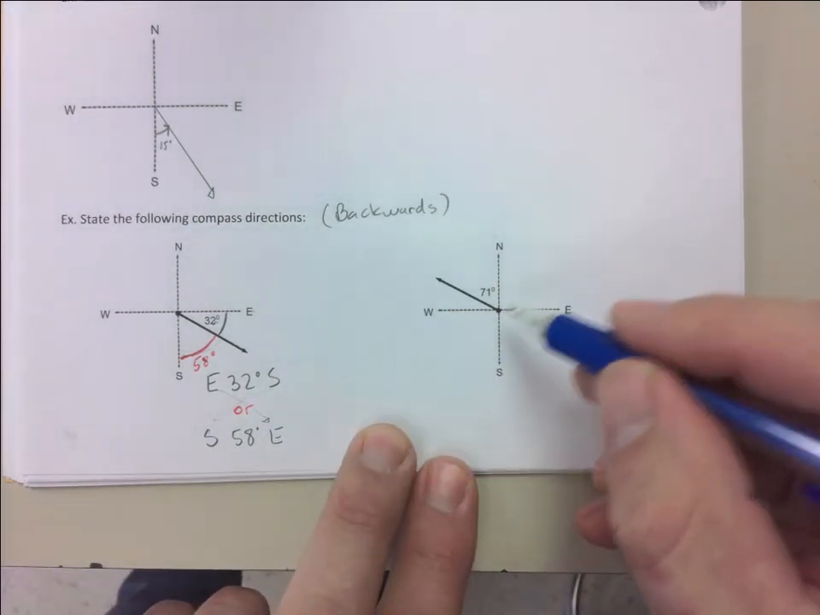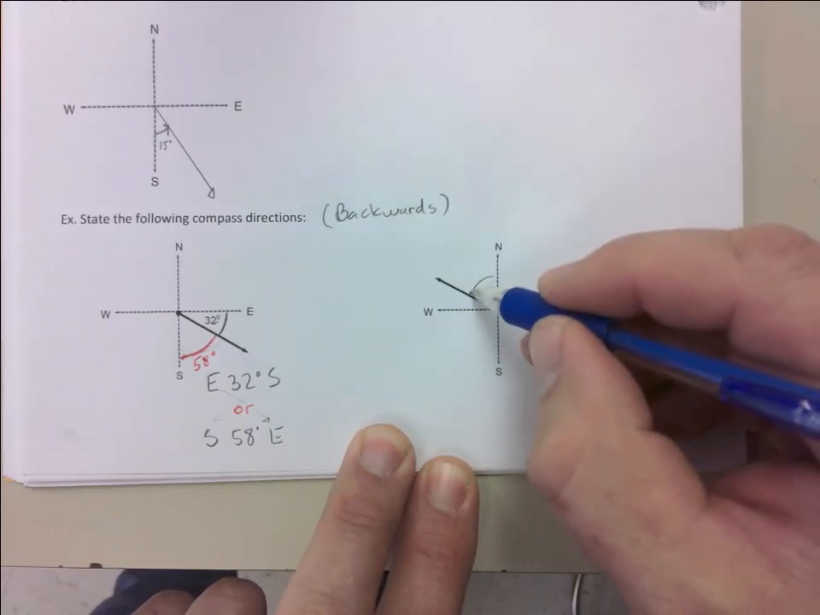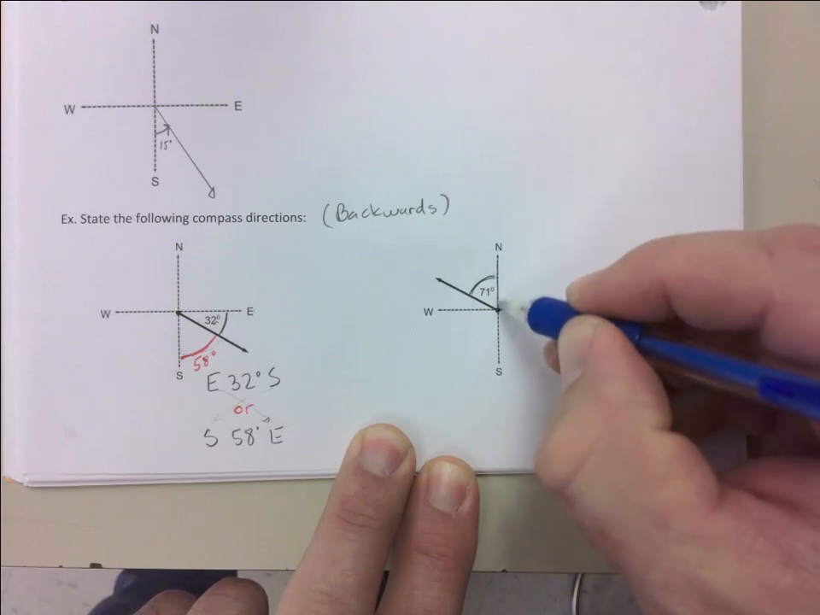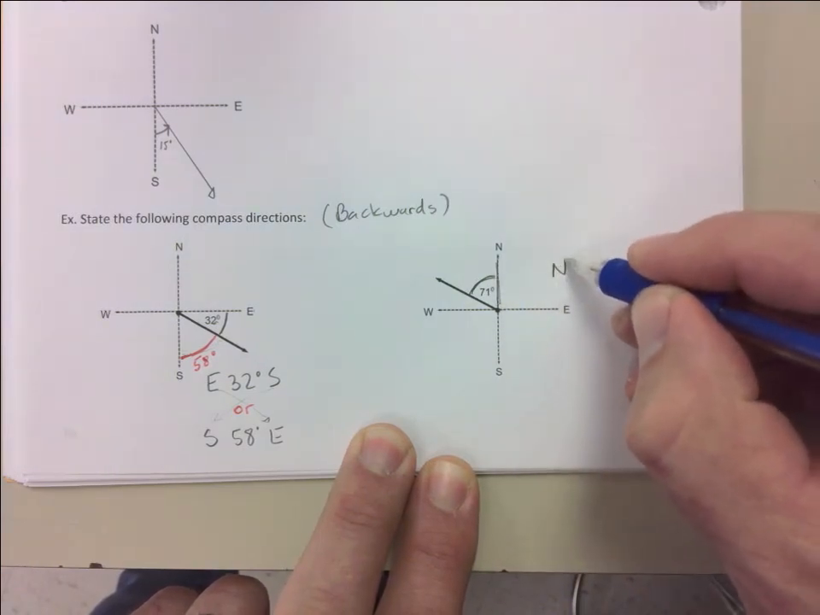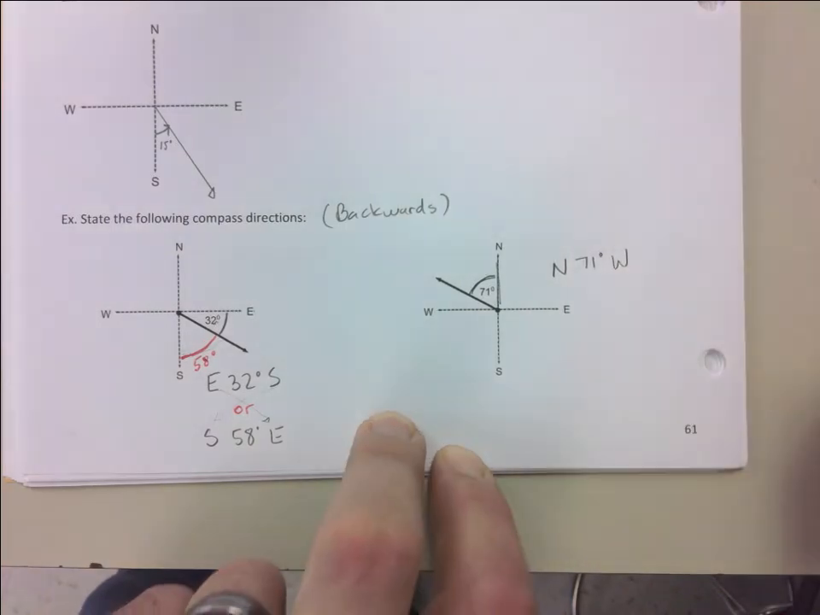What about this one here? No, look at the angle. It makes it with north, right? So you go north, 71 degrees, west. That's how you do it.